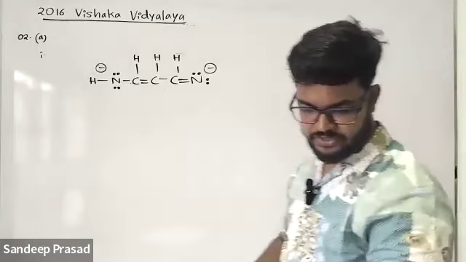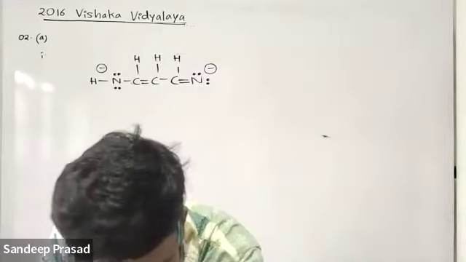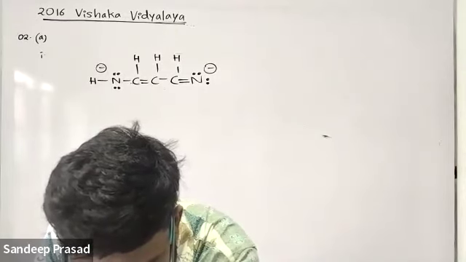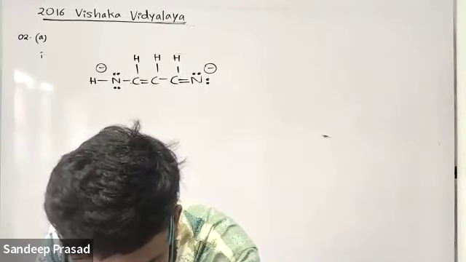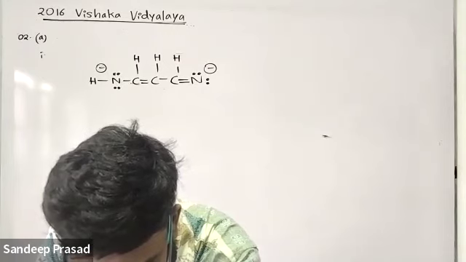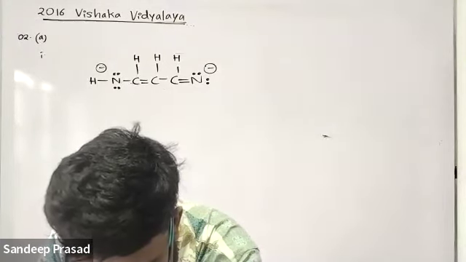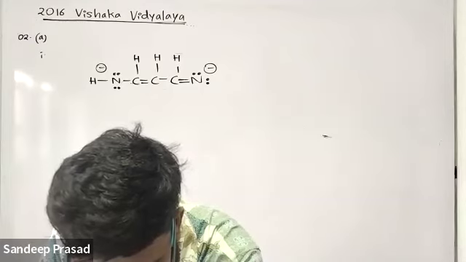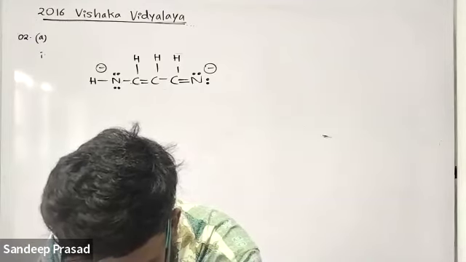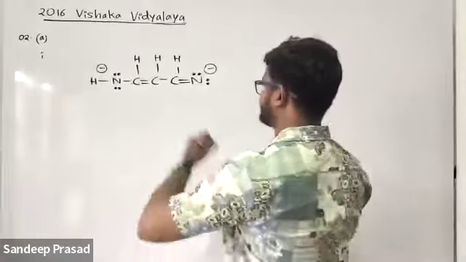Can anyone draw the structure for this one? Lone pair on nitrogen, double bond between nitrogen and carbon, and plus charge on carbon. Can that be done in this way?